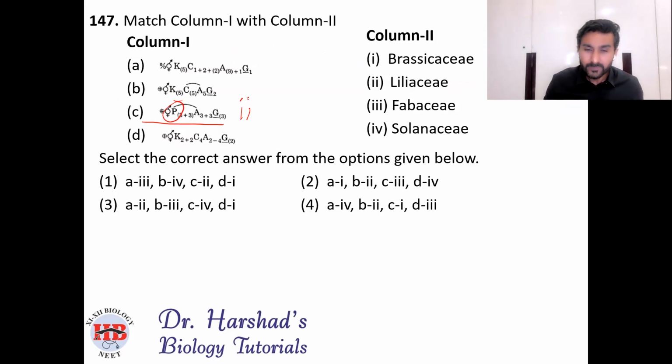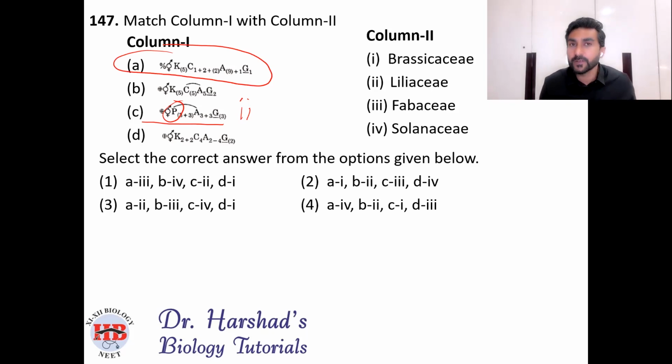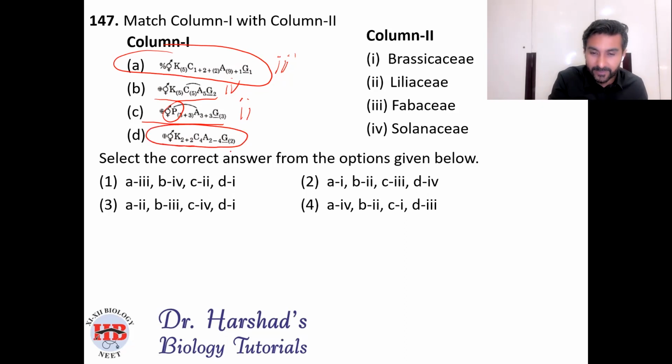Now, if you remember this type of feature, that is C1 plus 2 plus 2, this was a type of aestivation called the vexillary aestivation. And vexillary aestivation is a feature we have in Fabaceae. So A would be 3. B is the floral formula of Solanaceae, so that is 4. And option D is the floral diagram given as the first floral diagram of the mustard family, that is the Brassicaceae family, so the match would be D1. So we have A3, B4, C2 and D1. That is option number 1. So that becomes your answer in this question.